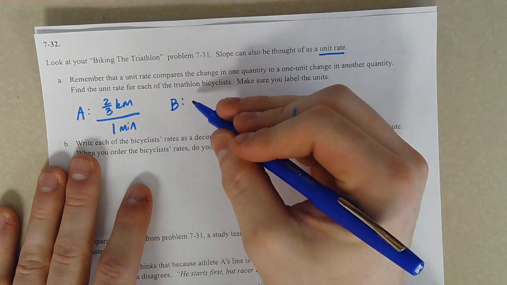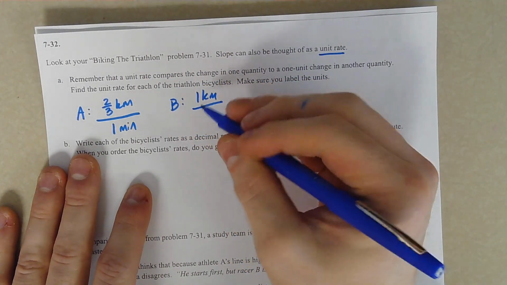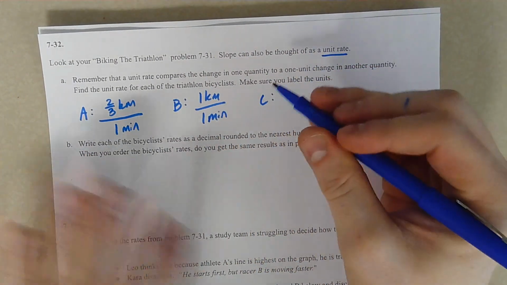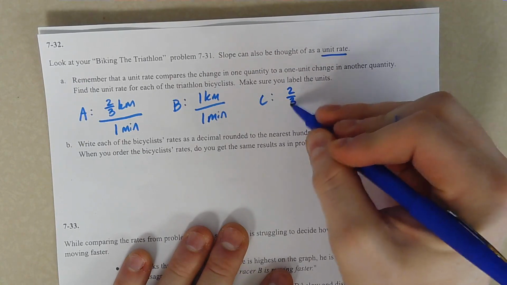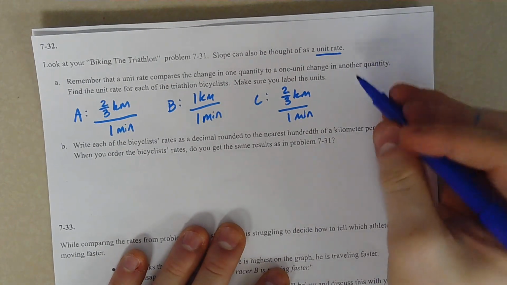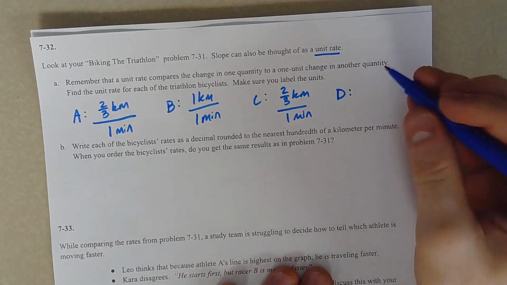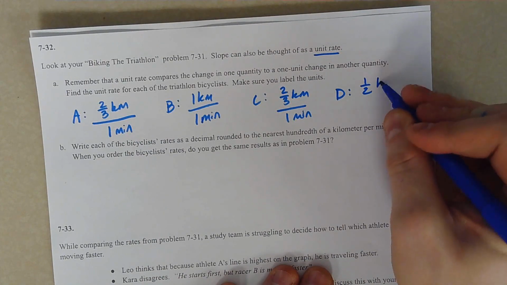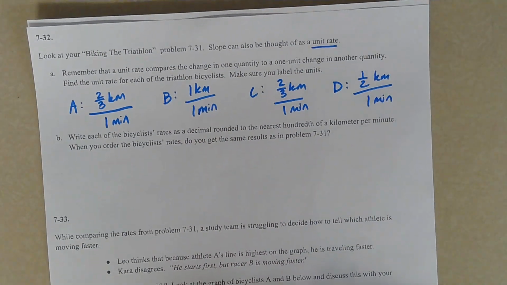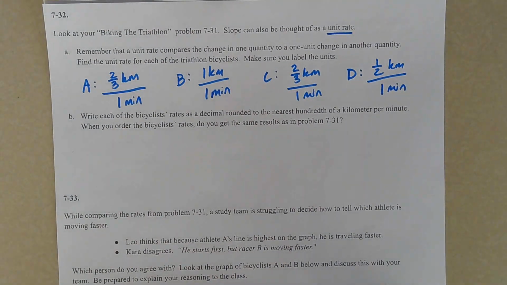B is 1 kilometer over 1 minute. C would have been 2/3 kilometers over 1 minute because A and C were exactly the same. And then D is 1/2 kilometers over 1 minute. So remember that a unit rate compares the change in one quantity to a 1 unit change in another quantity.